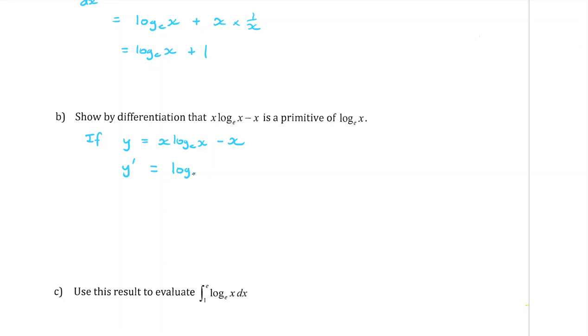So log e of x plus 1. That's this first part differentiated. Then I differentiate the minus x, which is negative 1. So plus 1 minus 1 is just the log e of x. So what have we just found? If I differentiate this, I get to that, log e of x. So primitive of log e of x, so primitive is integrating. So if I integrate that, it's going to go back to what I started with.